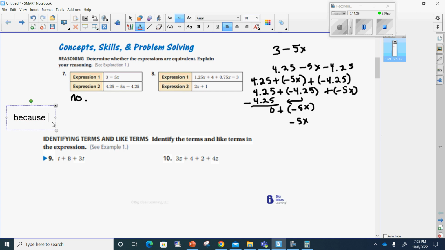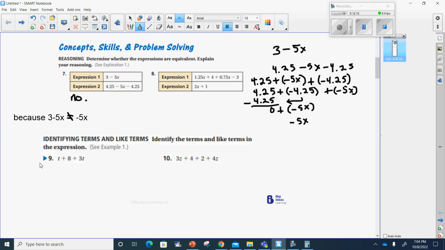Because, well, 3 minus 5x is, let's see, not equivalent to, I could just put this symbol here, not equivalent to, and then continue typing here, and I could put negative 5x. Okay, oh, this should have been a negative, I apologize.